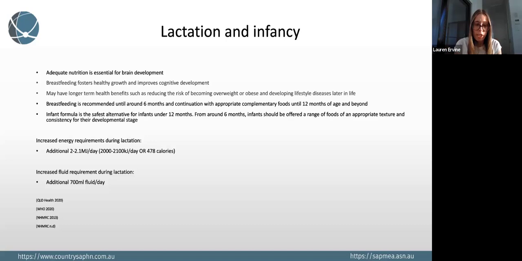The additional energy requirement during lactation is around 480 calories a day roughly, so basically an extra meal a day. We also need to remember that because breast milk is a fluid, we need to replace those fluids to make sure dehydration doesn't occur and to support the lactation itself. So an additional 700 mils a day of water, just over half a litre a day extra for this woman to support breastfeeding.